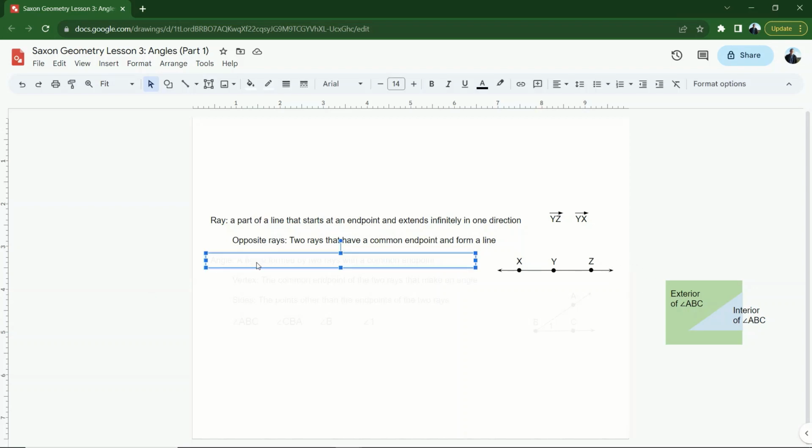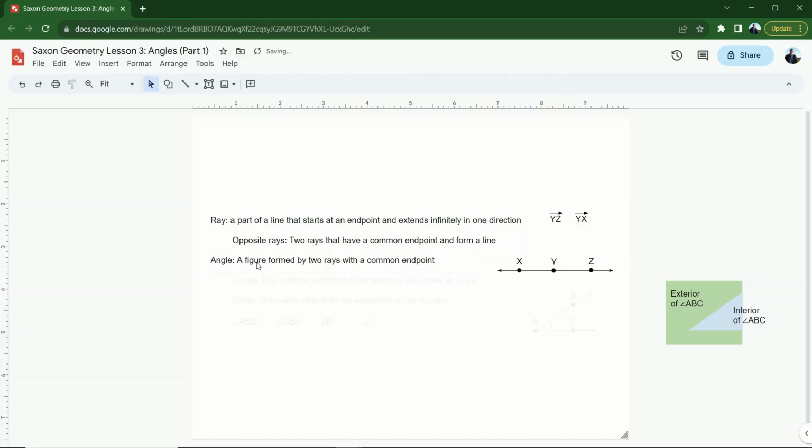All right? Next, now that we know about rays, we can start talking about angles, because angles are made up of rays. Angles are figures formed by two rays with a common endpoint. Let's just take a look at an example of an angle here. Notice that ray BC and ray BA are both rays, and they have a common endpoint, B, but they're pointing in different directions.